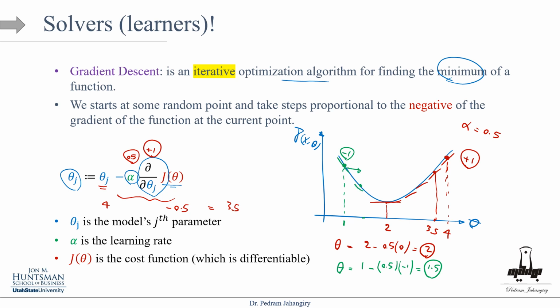So as you can see, we're going in the opposite direction, 1.5. These are just very simple numbers. In reality, it might be a little different. The steps are not necessarily symmetric, and so on, depending on the shape of the cost function. Okay, hopefully it gives you a sense of how gradient descent works at a very high level.